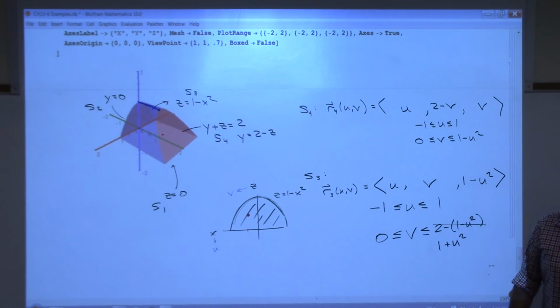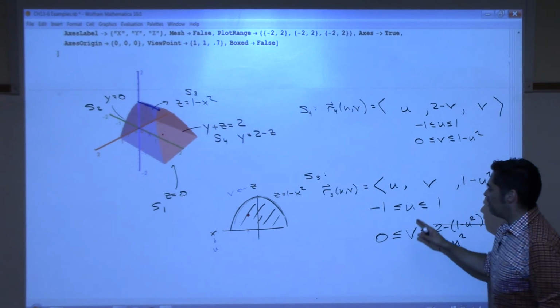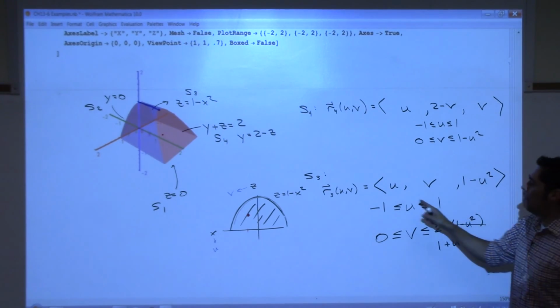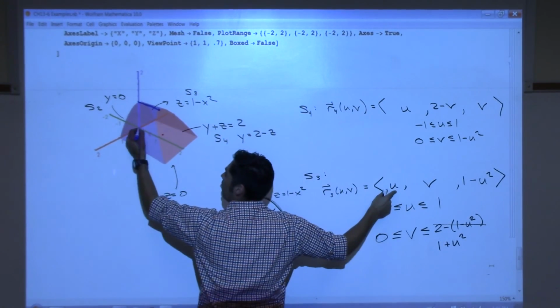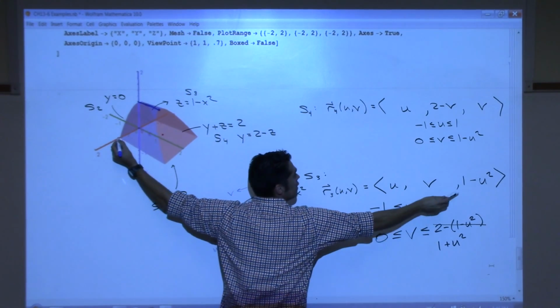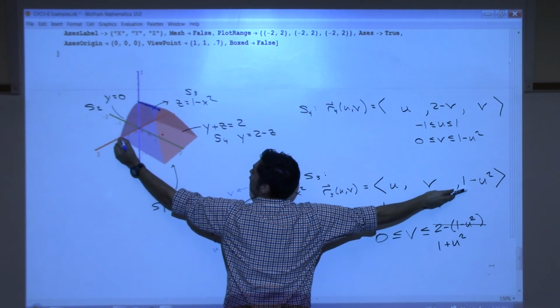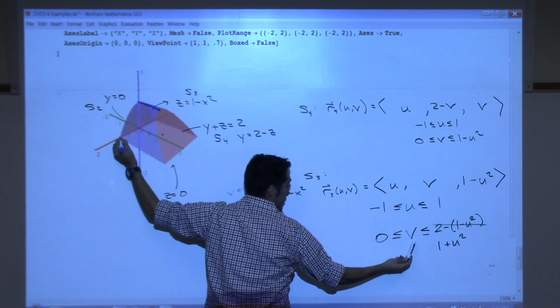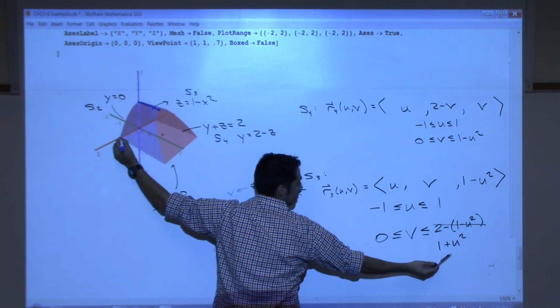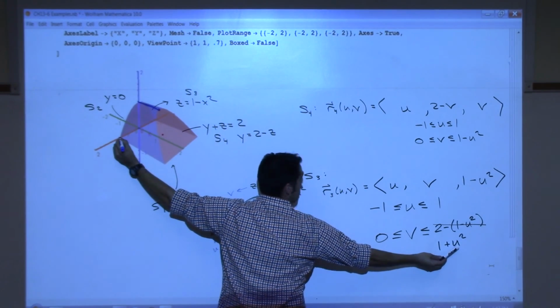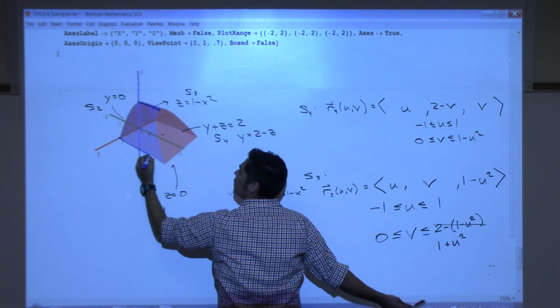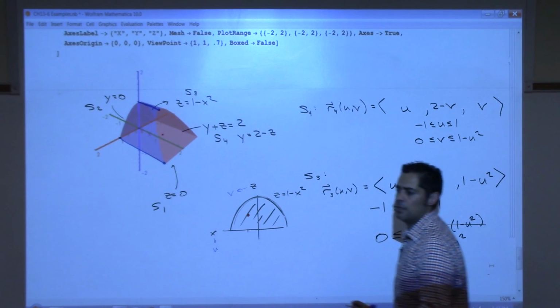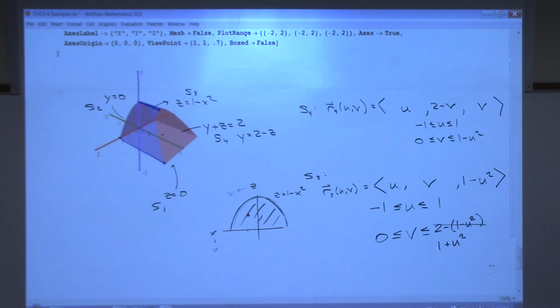Let's do another one. What if u is 1? Where am I going to be? If u is 1, I go out 1. What's my z? 0, so I'm here. Then I let my y, my v, go between 0 and 1 plus 1 squared, which is 2. So 0 all the way out to 2 gives me that. Does that make sense, what's happening here?